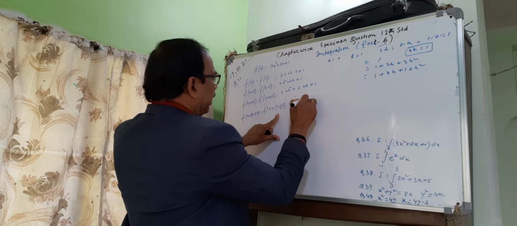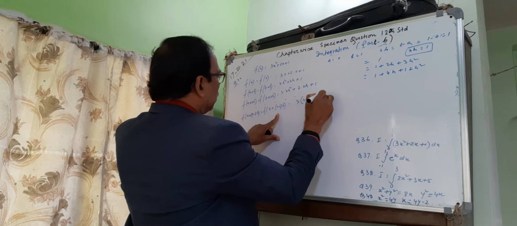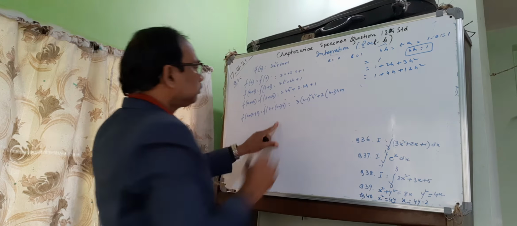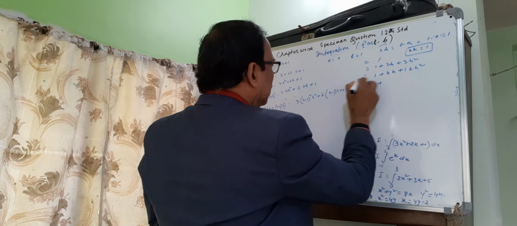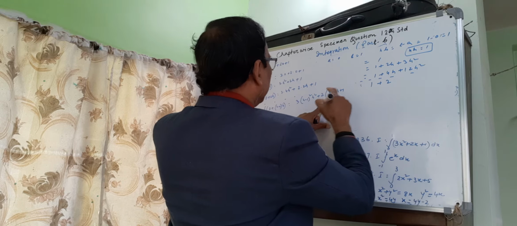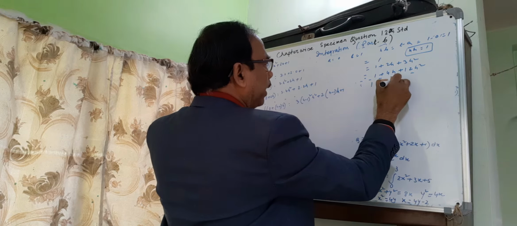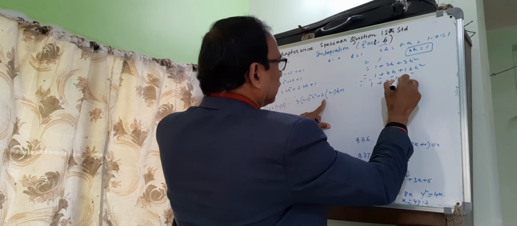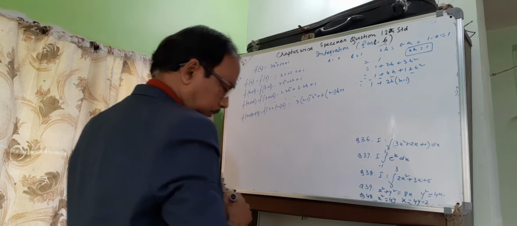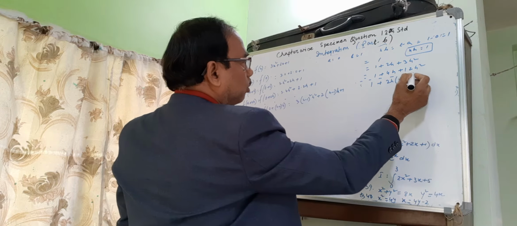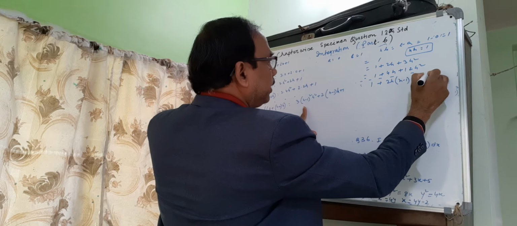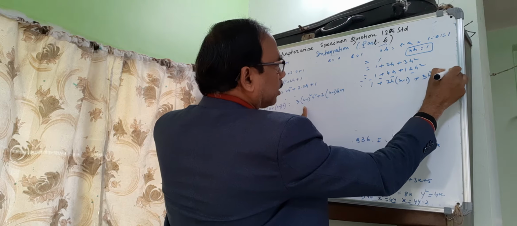3 into (n minus 1) square into h square plus 2 into (n minus 1) into h plus 1, that is 1, right, first, that is plus 2 (n minus 1) into h, 2h (n minus 1), 2h (n minus 1), plus 3h square common (n minus 1) whole square.